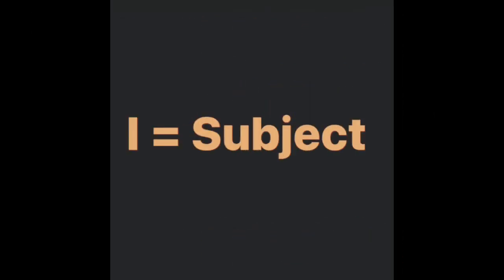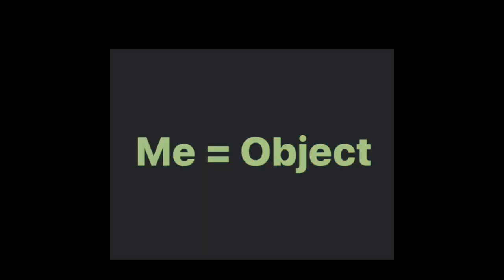I is used to represent the subject in the sentence. Me is used to represent the object in the sentence. Now, you don't need an in-depth understanding of object versus subjects in order to get this. So I'm not going to waste your time filling your head with that.